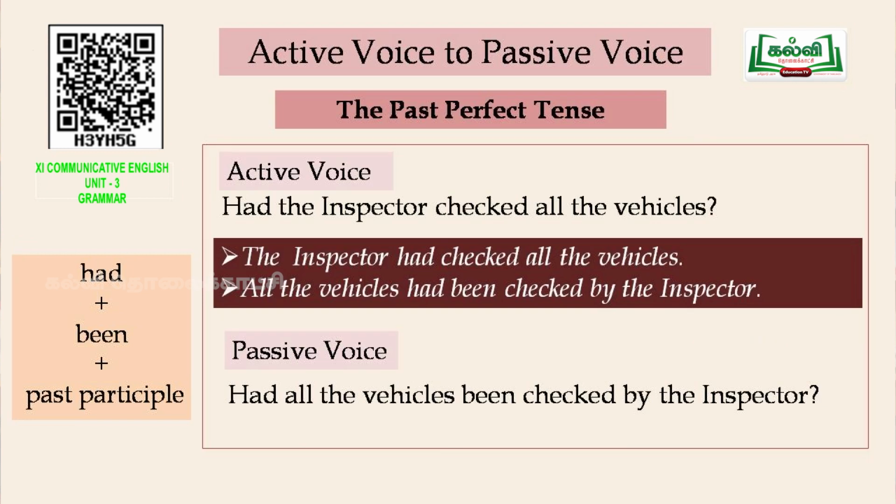Second sentence, it's a question, interrogative sentence. Had the inspector checked all the vehicles? Question mark. So I converted it into a statement as usual. The inspector had checked all the vehicles. The inspector had checked what? All the vehicles. So all the vehicles had been checked by the inspector. As usual, take had to the beginning of the sentence, have a capital H. So had all the vehicles been checked by the inspector?